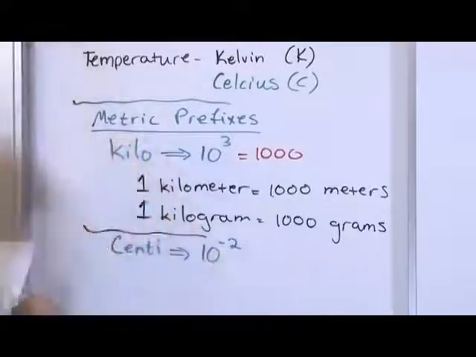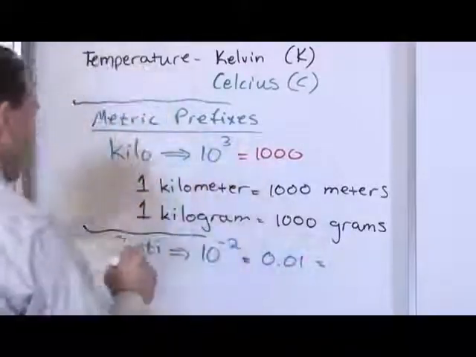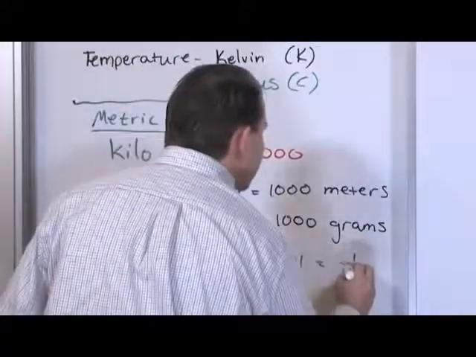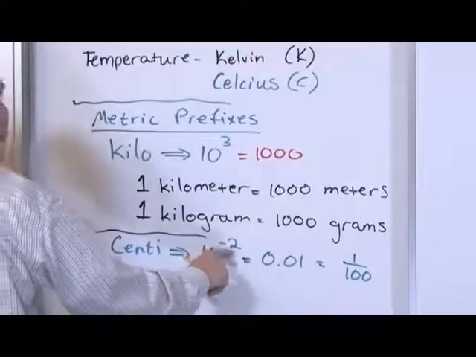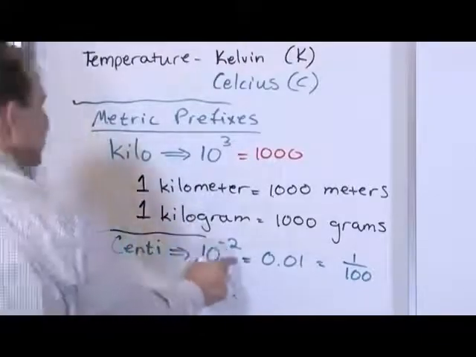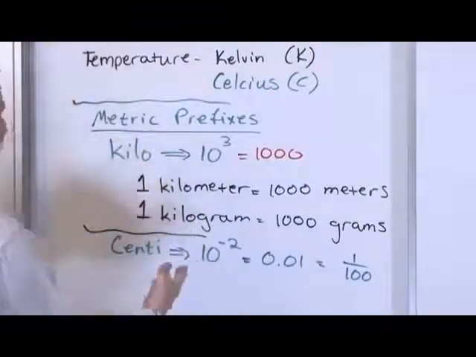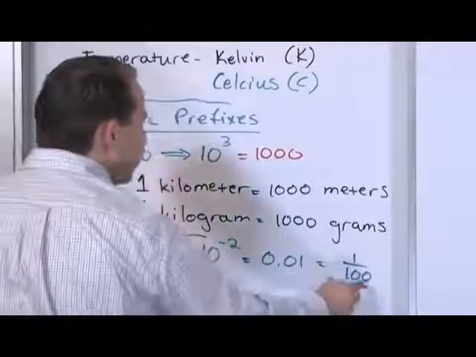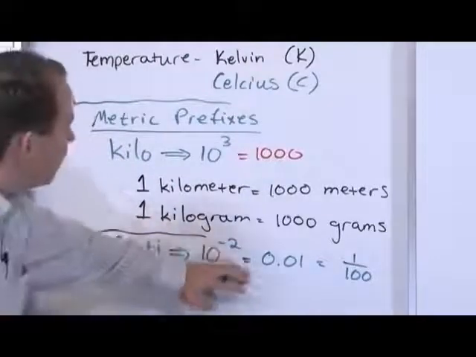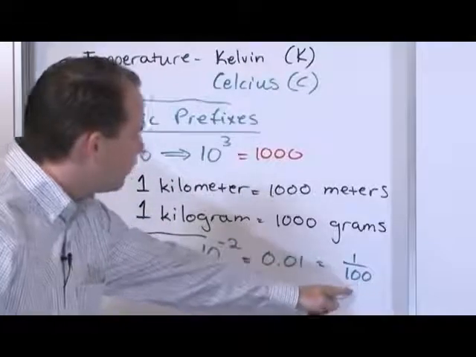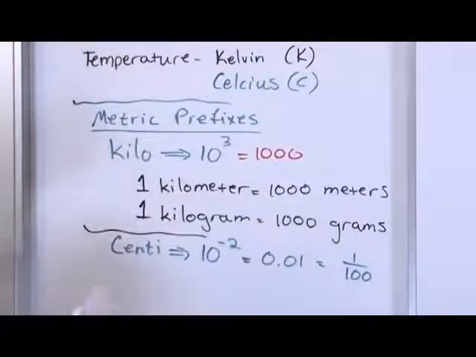10 to the minus 2 is the same as 0.01, which is the same as 1 over 100. For those of you who aren't sure about the algebra, when you have something raised to a negative power like this, it's exactly the same thing as saying 1 over 10 squared. That's what that means. 1 over 10 squared is 1 over 100. So when we say centi, it's the same as 10 to the minus 2, which is the same as 1 over 100, which is the same as 0.01. These are all the same thing. I'm just writing them down to show you here.